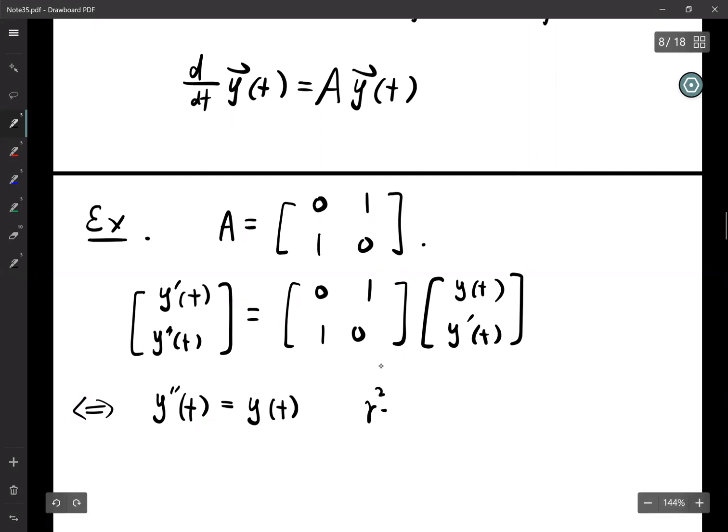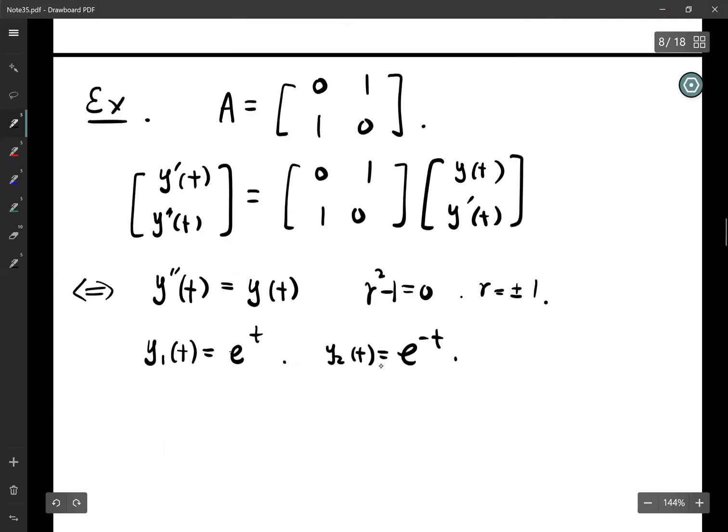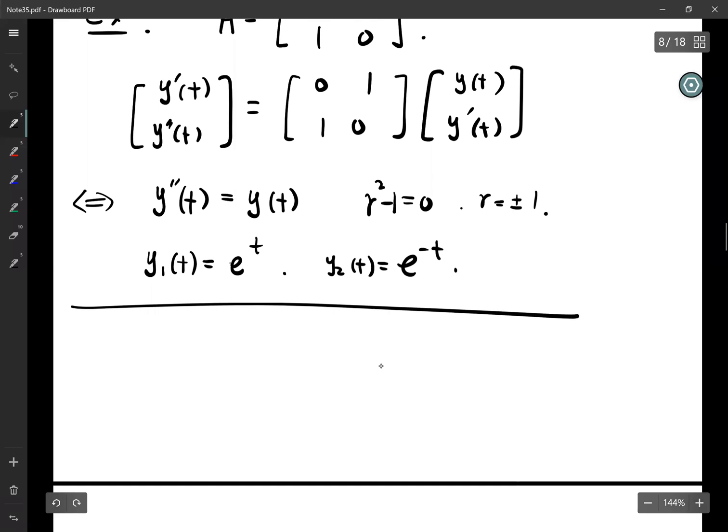And we have learned before that we first look at the auxiliary equation. This one has two roots, and therefore the basis of the solution set is y1t equal to exponential t, y2t equal to exponential minus t. So this one we know. Now I would like to use the new method and solve that. This is the old method, and that is the new method.